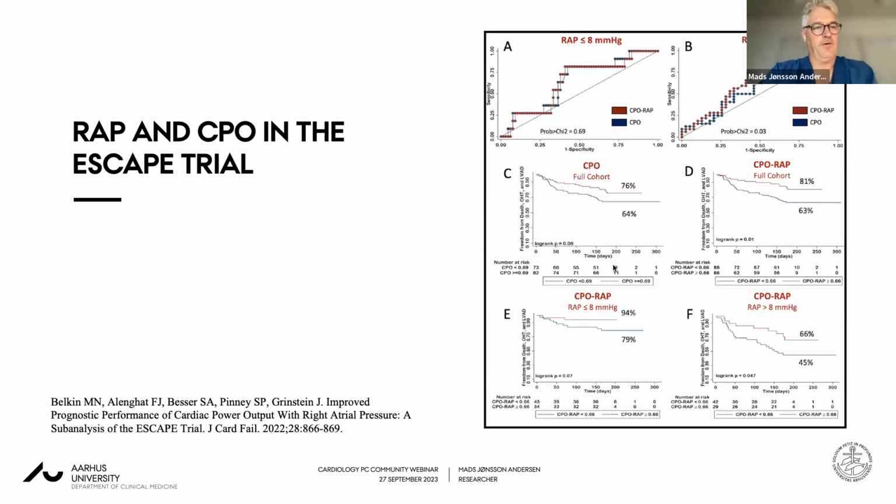In fact, Belkin looked at what right atrial pressure meant in this sub-analysis from the ESCAPE trial, where the cardiac power output initially was conventionally measured and was not associated with clinical outcomes. But when they looked at patients with right atrial pressure above the median, then cardiac power output calculated including right atrial pressure was associated with a significantly higher AUC than the cardiac power output without the right atrial pressure. And also suddenly there was a significant difference in outcome.